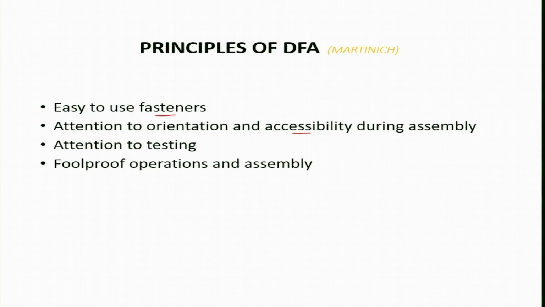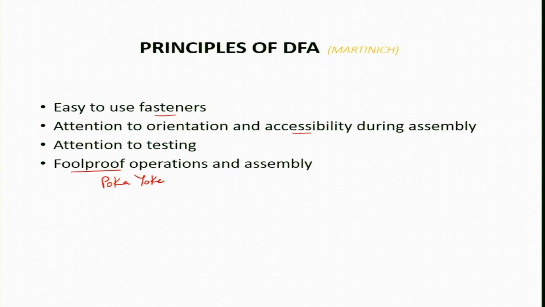Attention to testing also: certain parts which need testing after assembly should be kept in mind while designing the products. And foolproof operation and assembly. Obviously, our design should be such that after assembly, we need not do too many tests or adjustments in the product. It should give a foolproof operation without any poor quality. The concept given by the Japanese is called poka-yoke for foolproofing. That means your process should be such that it will not make a mistake. Even a fool can operate the machine without making a mistake.